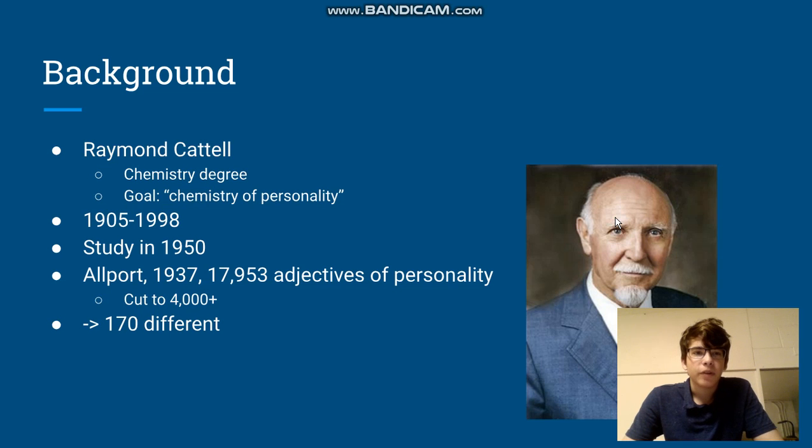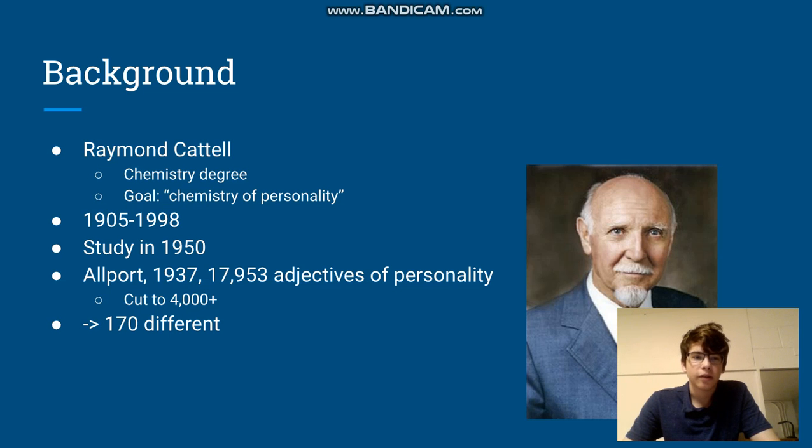So, a little bit of background. Raymond Cattell, his undergraduate degree was a chemistry degree, but he was also a psychologist. So his goal was to find a chemistry analysis of personality in psychology. He lived from 1905 to 1998 and published this study in 1950.